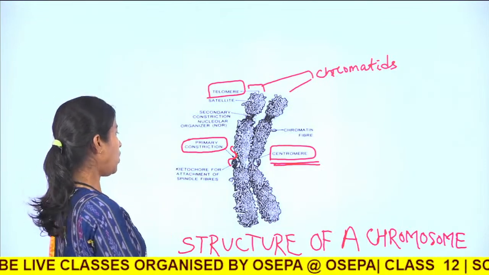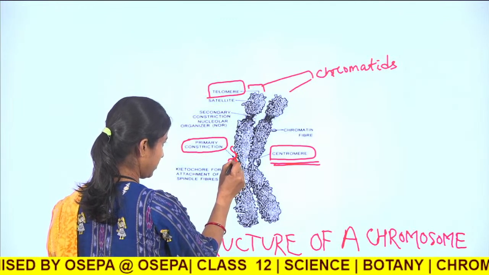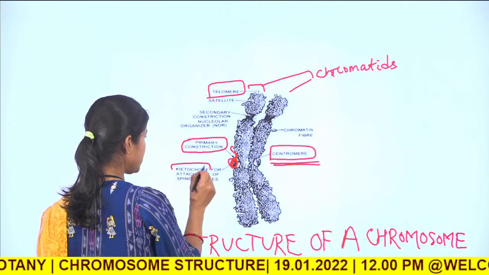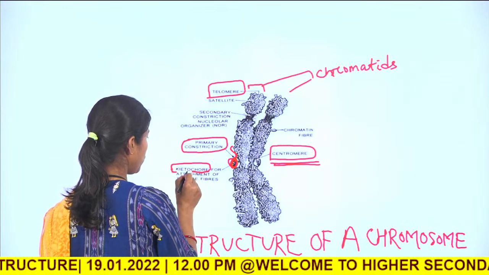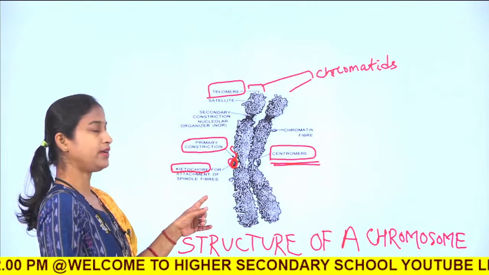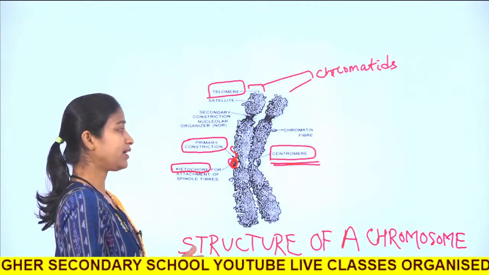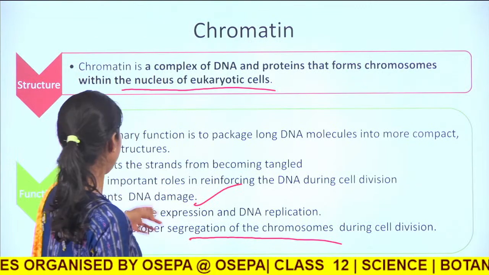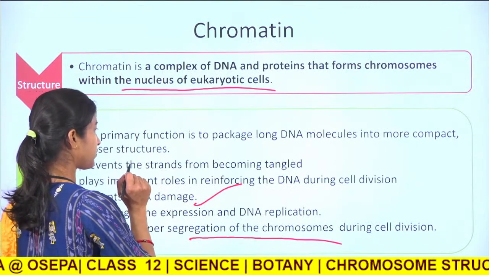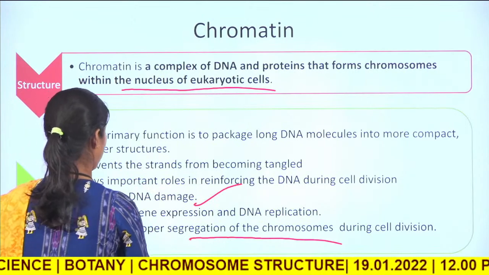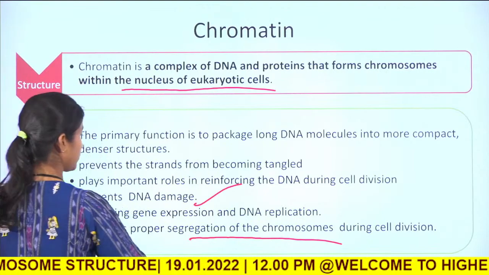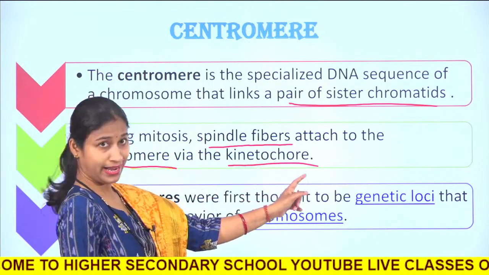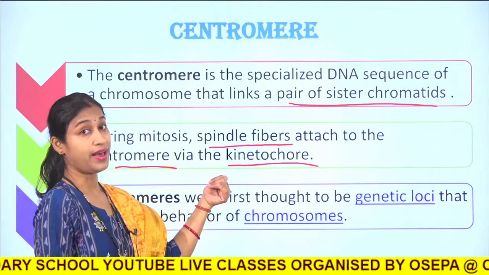Now you can see here there is a portion which is known as the kinetochore. And this kinetochore is for what? This is for attachment of spindle fibers. Previously, while we were discussing the centromere, a few slides ago, during mitosis, spindle fibers attach to the centromere via the kinetochore.